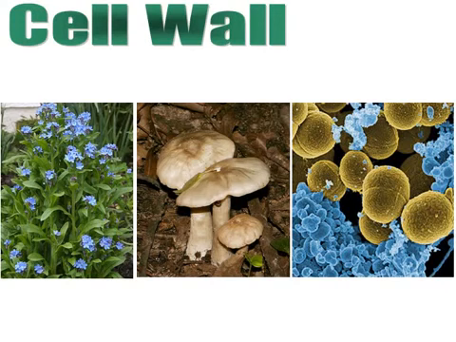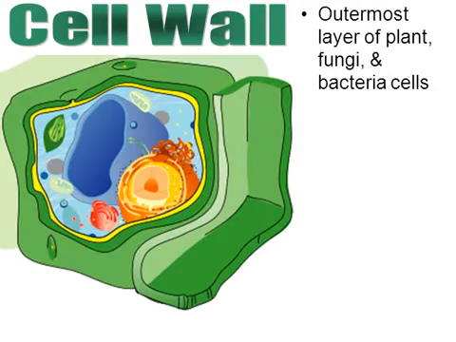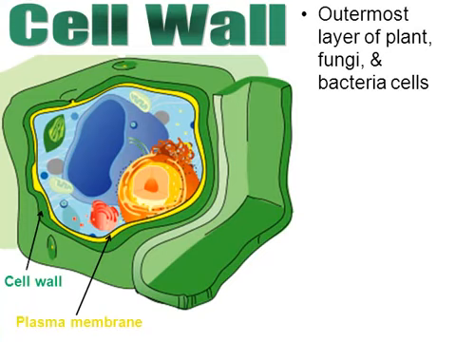The next part I want to mention is the cell wall. This is the outermost layer of plants, fungus, and bacteria cells. From left to right, we have plants, fungi, and bacteria. Notice animals, like humans, do not have a cell wall. We also mentioned that the cell wall is the outermost layer. In this picture, we have a yellow layer and a green layer. I hope you know that yellow layer represents the plasma membrane, or the cell membrane. In the definition, we see that the outermost layer is the cell wall, so that's represented by the green layer.